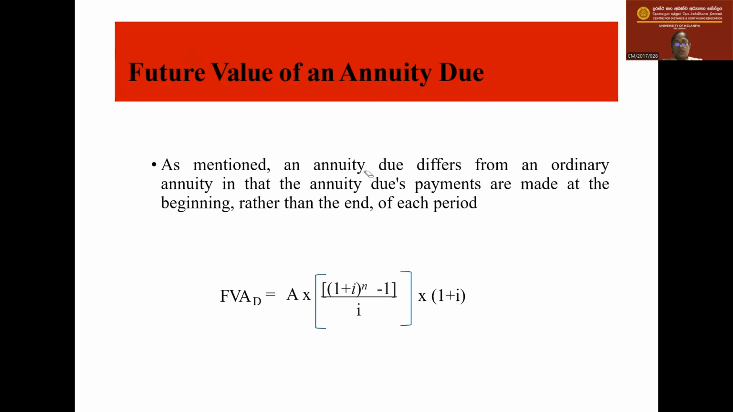Therefore, as mentioned, an annuity due differs from an ordinary annuity in that the annuity due's payments are made at the beginning rather than the end, but the end is applicable for an ordinary annuity. Therefore, the formula would be like this.